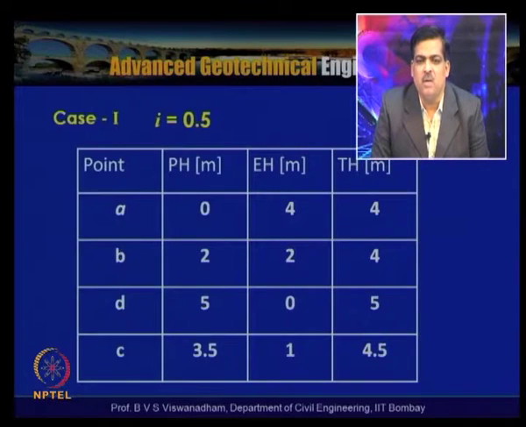At point B, the pressure head is 2 meters, elevation head is 2 meters, and total head is pressure head plus elevation head, which is 4 meters. At point D, pressure head is 5 meters and elevation head is 0 because it is on the datum, so the total head is 5 meters. At point C, 50% of the available head has already dissipated. So the pressure head is 3.5 meters, elevation head is 1 meter because it is 1 meter above the assumed datum, so total head available is 4.5 meters.